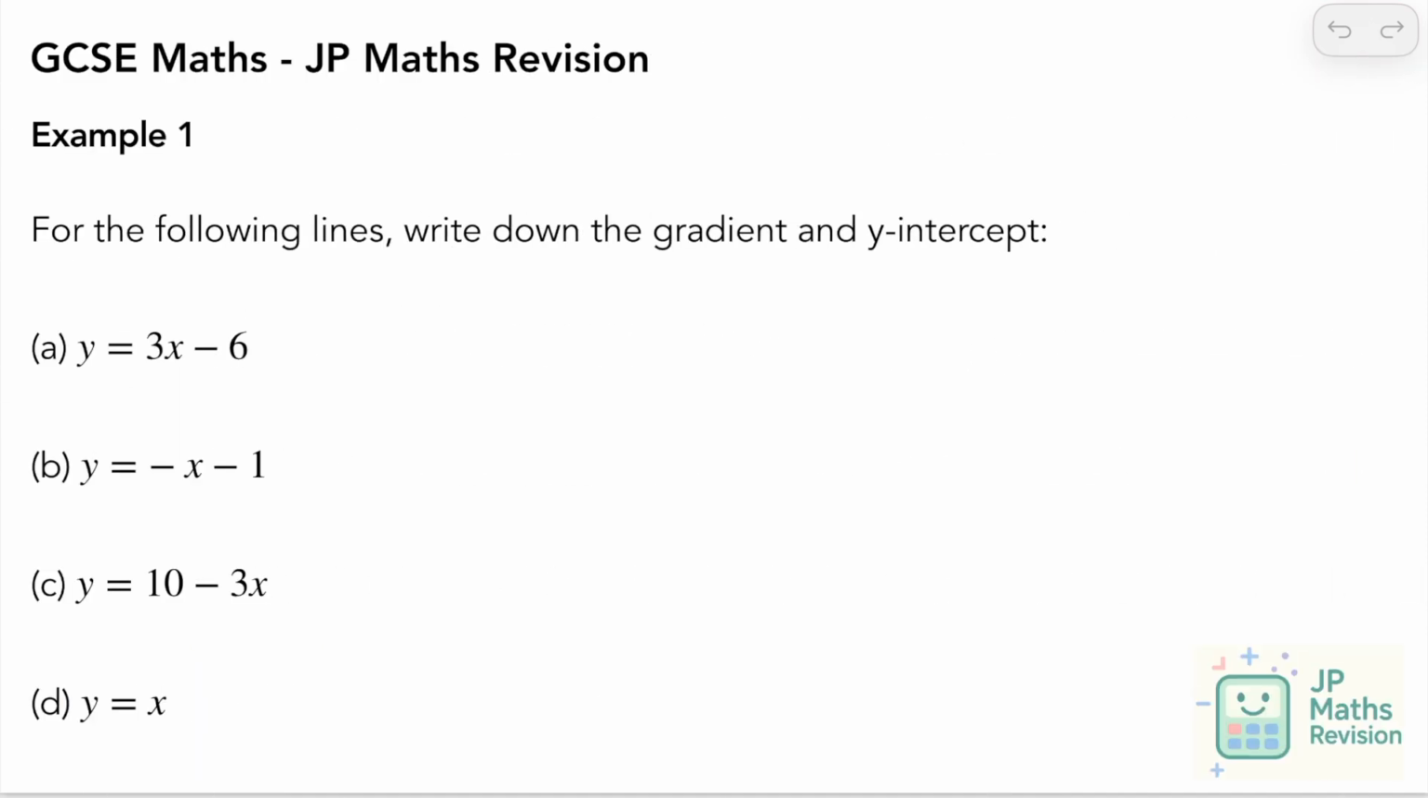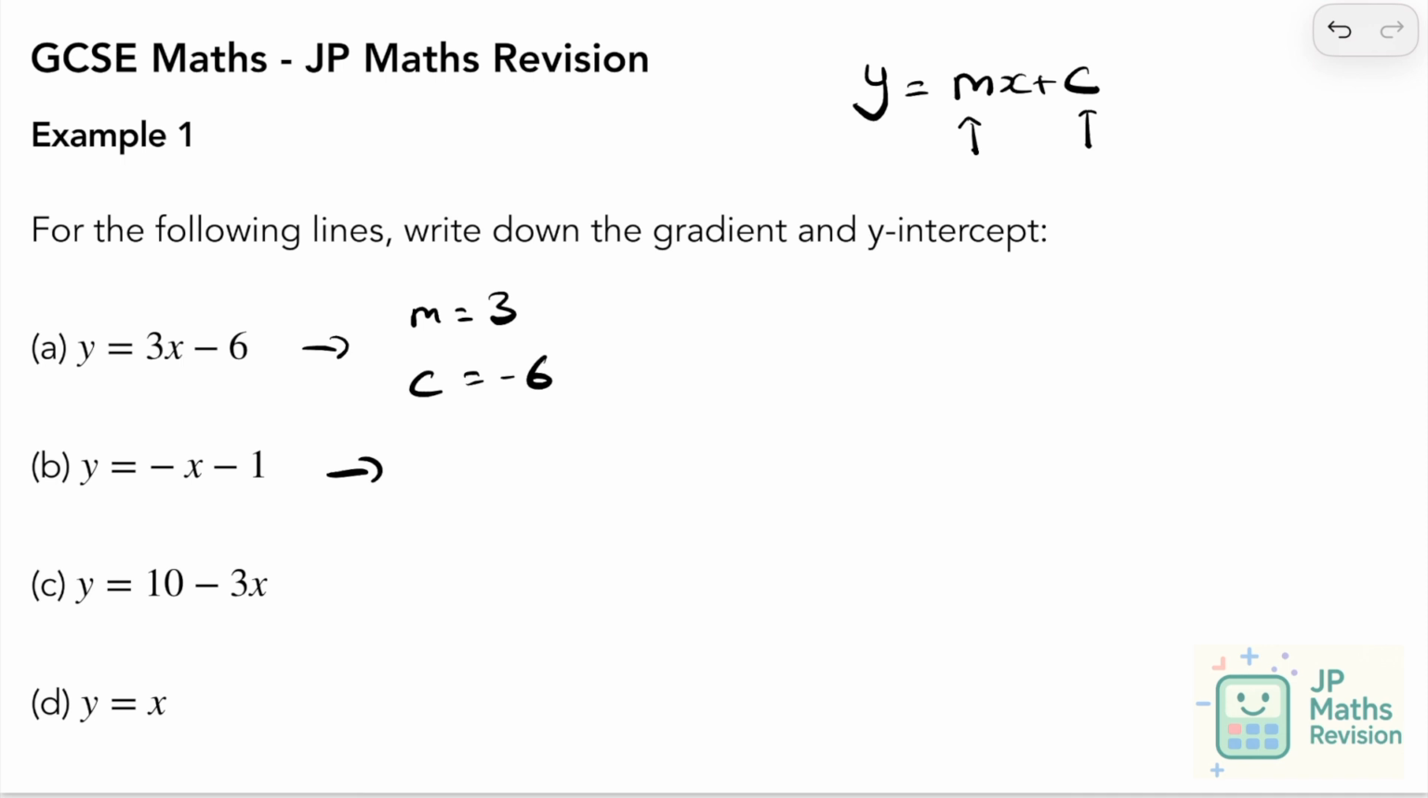So here's an example. For each of the following lines, we need to write down the gradient and the y-intercept. So for the first one, we have y equals 3x minus 6. So for each of these, if we compare them to y equals mx plus c, we can see the coefficient of x is the gradient and c is the y-intercept. So for this one, our value of m, so the gradient is 3, and our value of c is minus 6. So the gradient is 3 and the y-intercept is 0, minus 6.